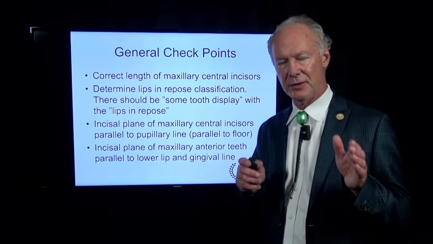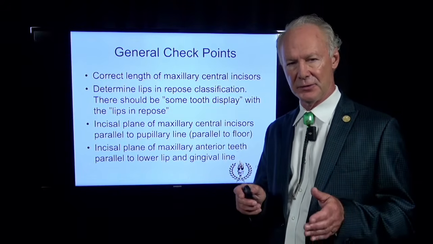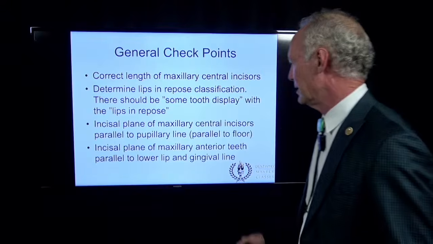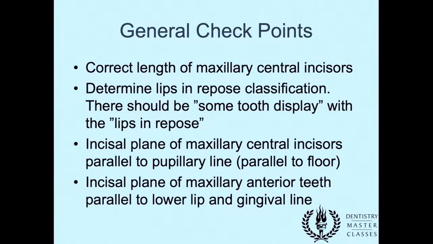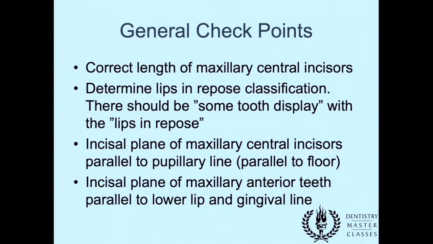There's several ways to determine the optimum length of an individual patient's central incisors. The incisal plane of the maxillary central incisors should be parallel to the pupillary line. It means the pupillary line, the line drawn between the pupils, is parallel to the floor. So the incisal plane of the central incisors should be parallel to the pupillary line. We'll enhance that thought here in just a minute. The incisal plane of the maxillary anterior teeth should be parallel to the lower lip and the gingival line.